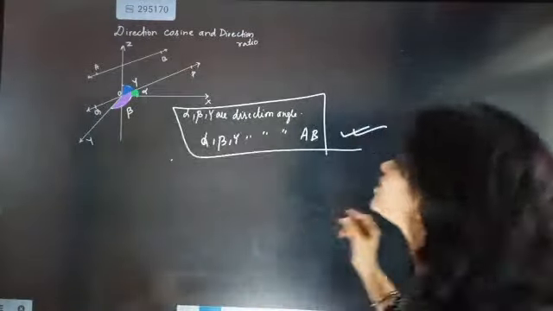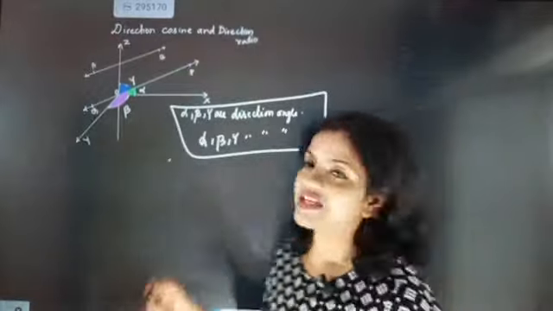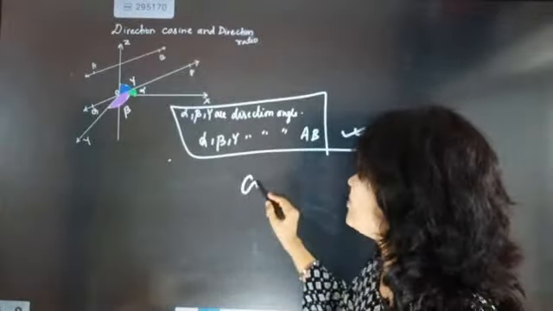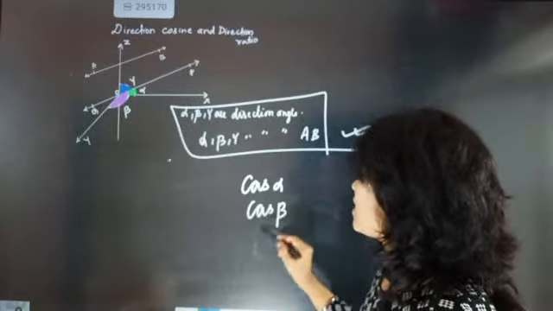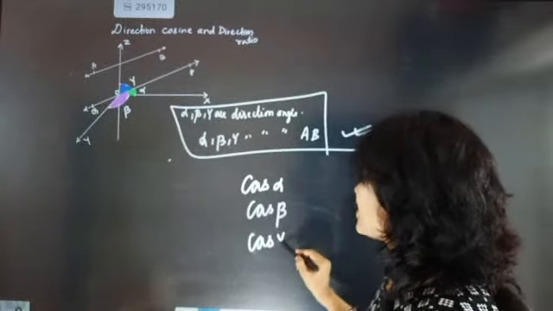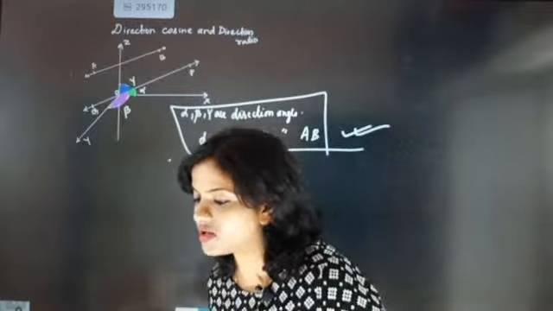So what is the direction cosine of AB? Then you will say that the direction cosine of AB is cos alpha, cos beta and cos gamma. Direction cosine of AB will be cos alpha.